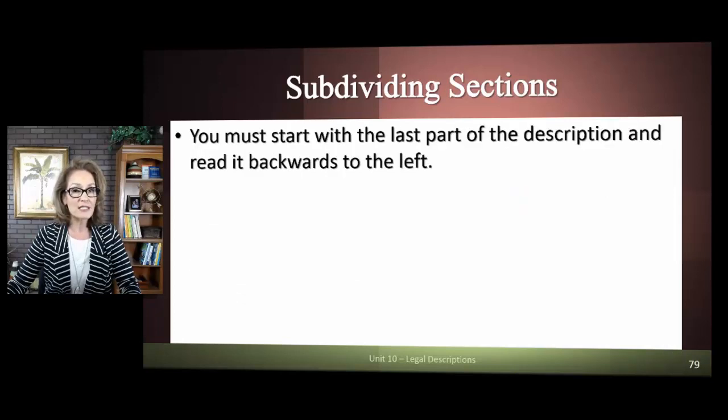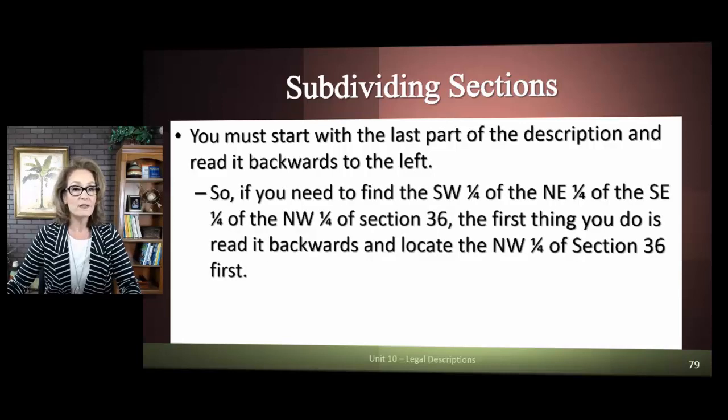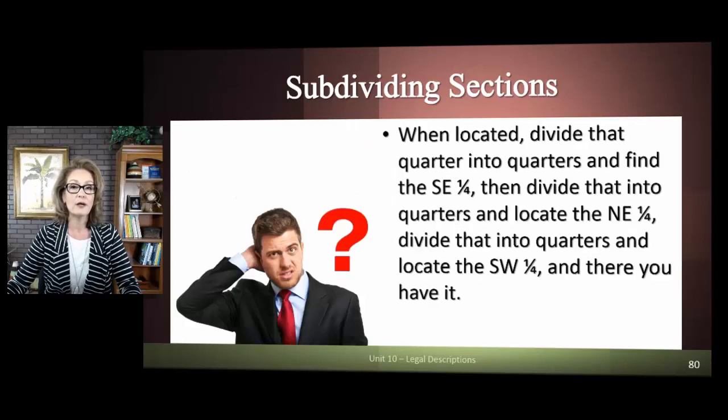You must start with the last part of the description and read it backwards to the left. So if you need to find the southwest quarter of the northeast quarter of the southeast quarter of the northwest quarter of section 36, the first thing you do is read it backwards and locate the northwest quarter of section 36 first. When located, divide that quarter into quarters and find the southeast quarter, then divide that into quarters and locate the northeast quarter. Divide that into quarters and locate the southwest quarter, and there you have it.